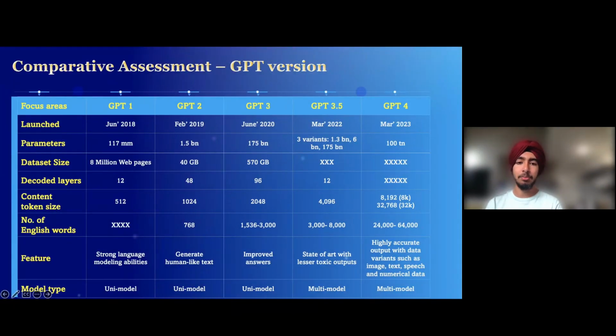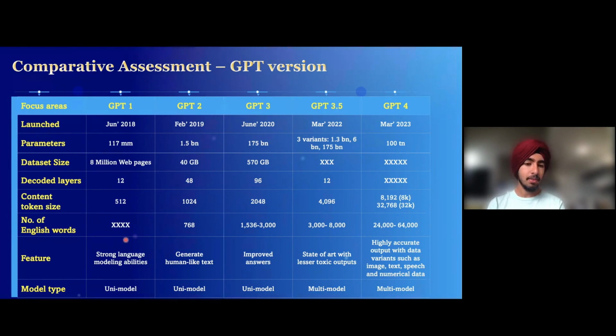And so the evolution of GPT: ChatGPT was not the only GPT that OpenAI created. They've had progressive models as they go. So 1, 2, 3, 3.5, and 4. And as each one grows, you can see that the number of parameters increases slowly but surely. The data set size increases slowly but surely. The amount of layers, the context token size, the number of English words it can generate or understand increases more and more. The more advanced the model gets, the more things it can understand.